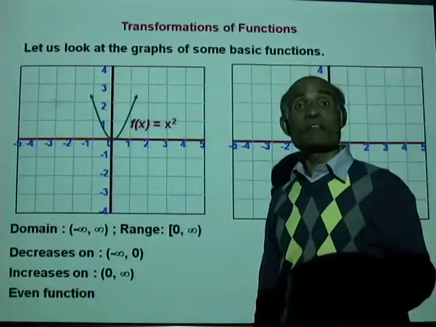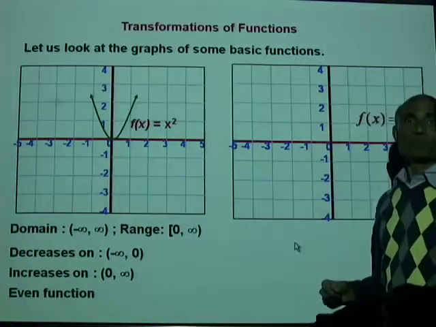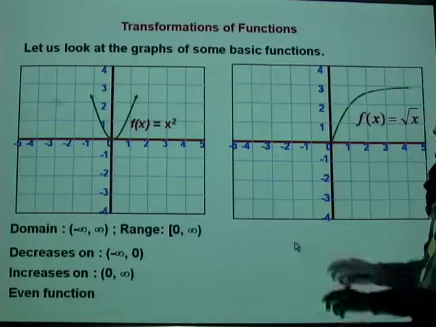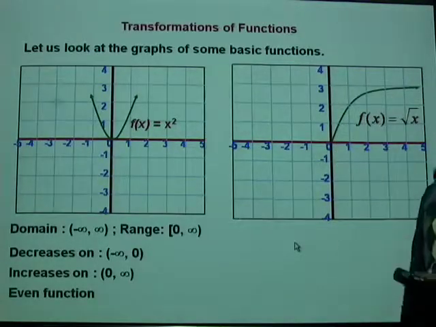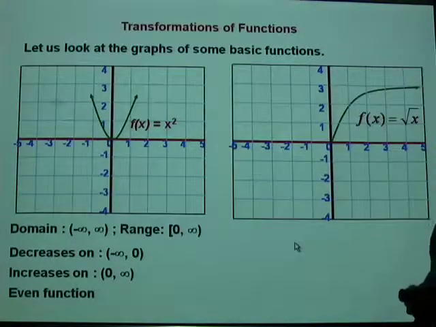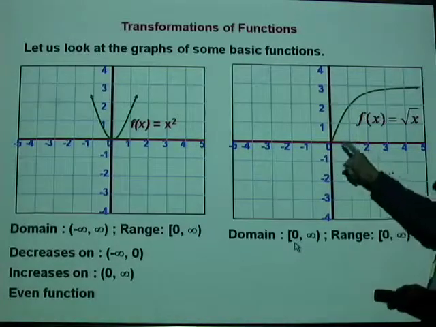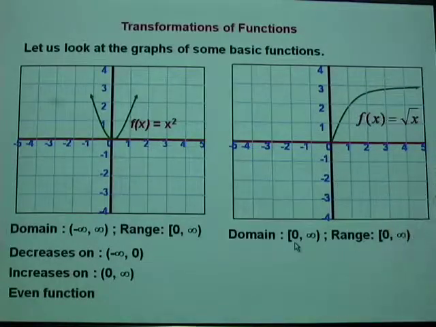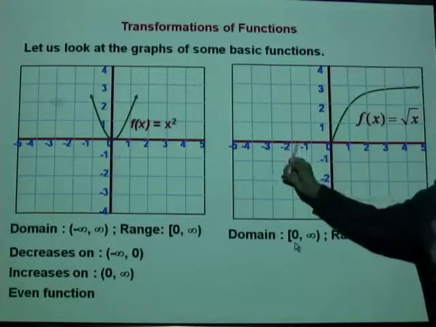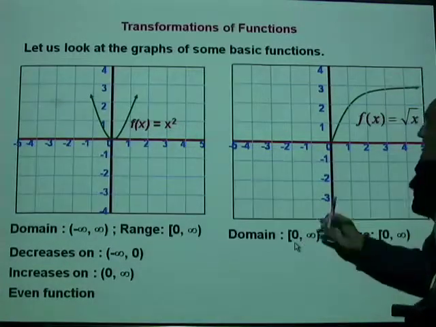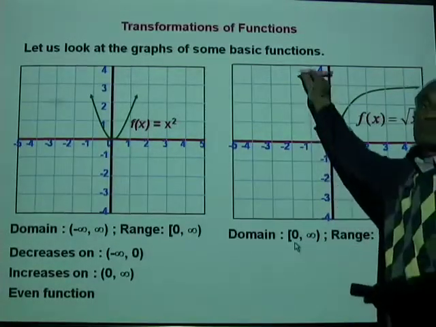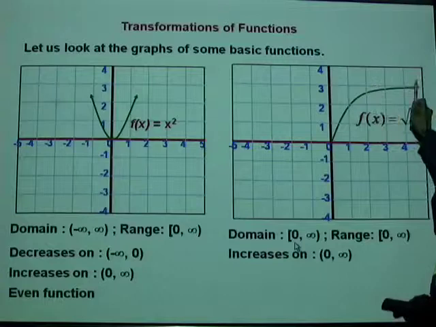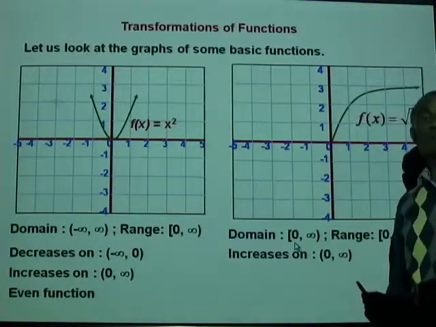Let's now look at another basic function. F of x equal to square root of x. How does the graph of that look like? That is the graph of f of x equal to square root of x. Well, what's the domain? The domain contains only numbers from 0 to infinity. It does not contain any negative numbers. Domain is 0 to infinity. Range is also from 0 to infinity. And it increases throughout its domain. Increases on 0 to infinity.